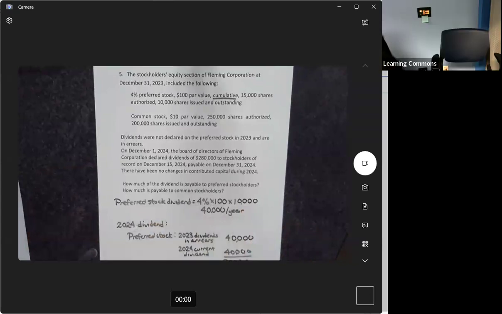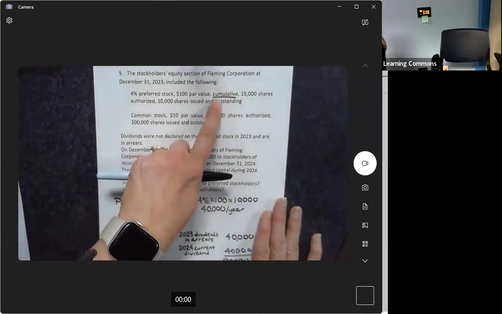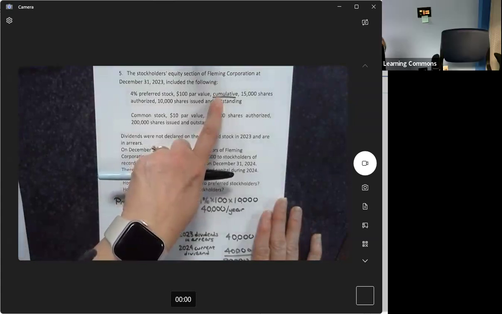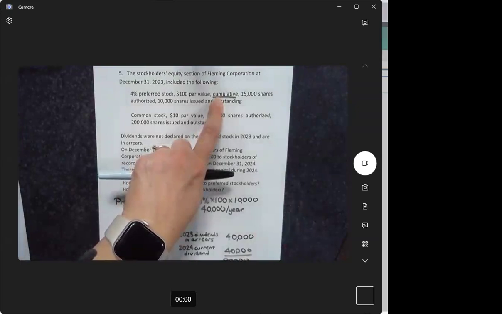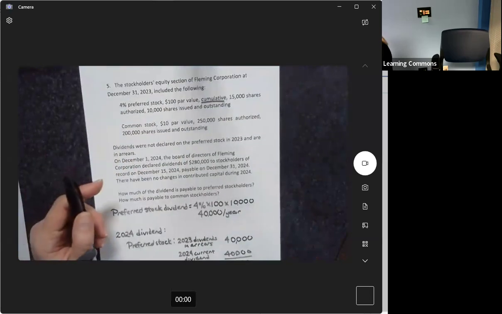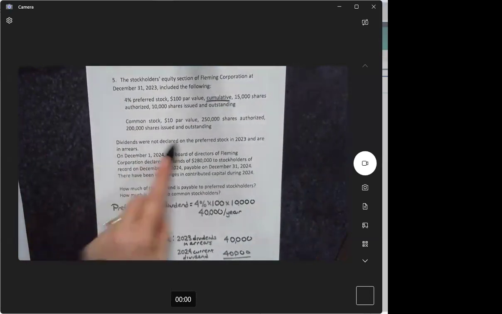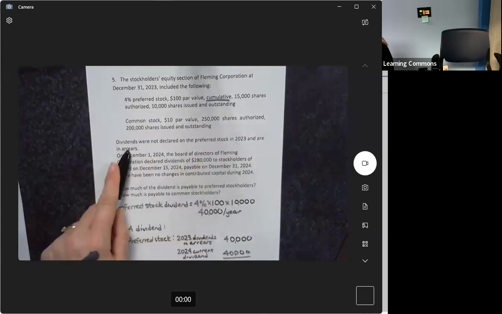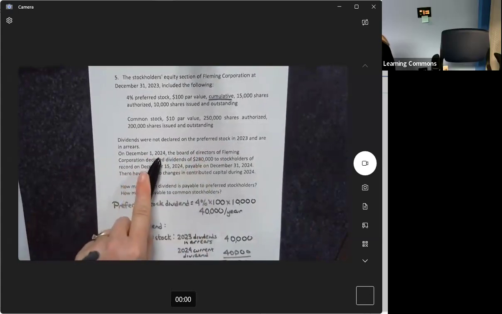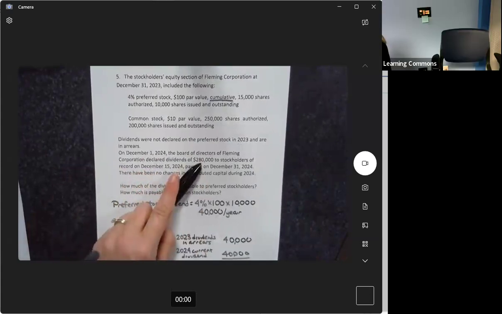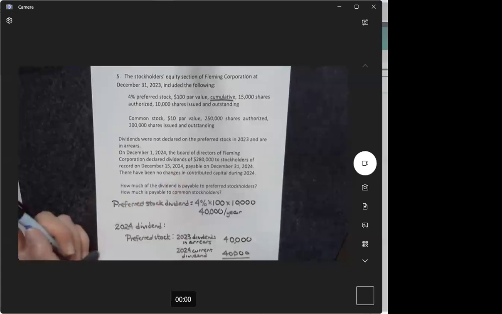We also need to remember, though, that if that preferred stock is cumulative, that cumulative preferred stock also gets paid dividends in arrears. Dividends in arrears is just our fancy term for missed dividends. So for instance, in this case, it tells us that dividends were not declared in 2023 and are in arrears, but that in 2024, the board declared a $280,000 dividend.